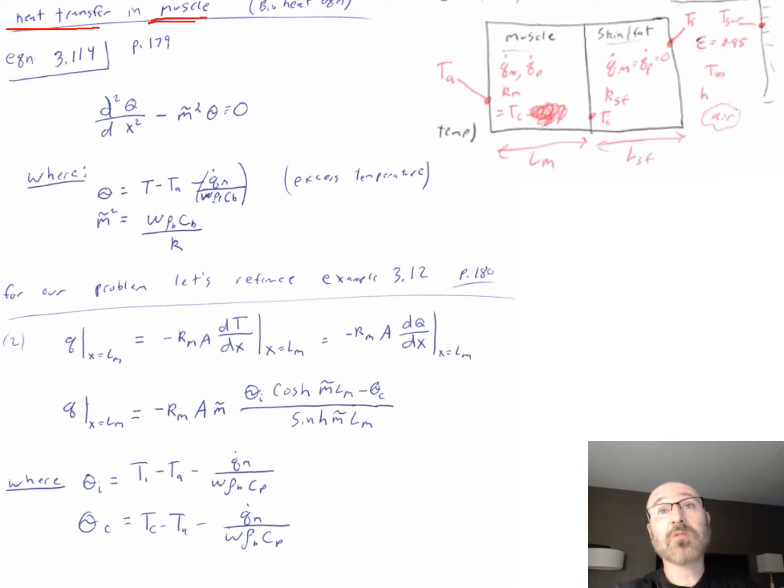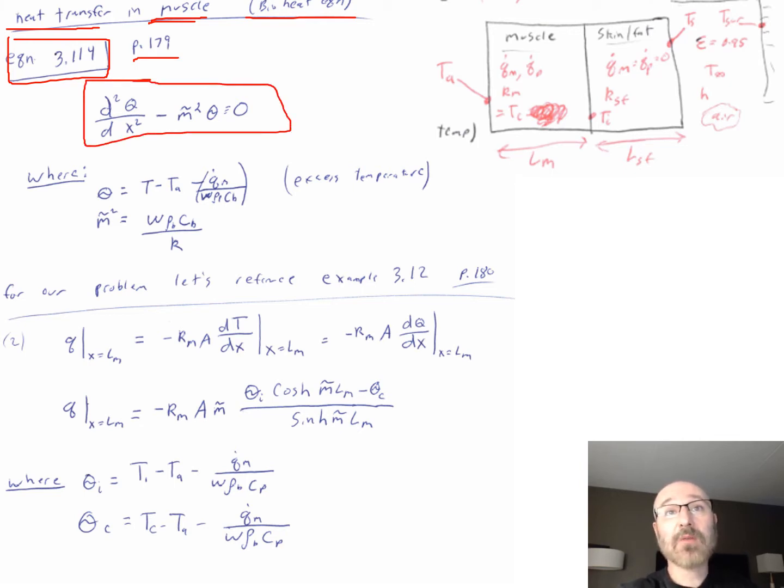So now what we want to do is take a look at the heat transfer in the muscle. So this relates back to our bioheat equation, or equation 3.114 on page 179 of our textbook. We have this general form that we want to use here, which is the second derivative of our theta term with respect to x, or d squared theta dx squared, minus our m tilde squared times theta is equal to 0 right here. So this is a simplified version that I really like to start with, that real general form right there, and then we can plug in for that.